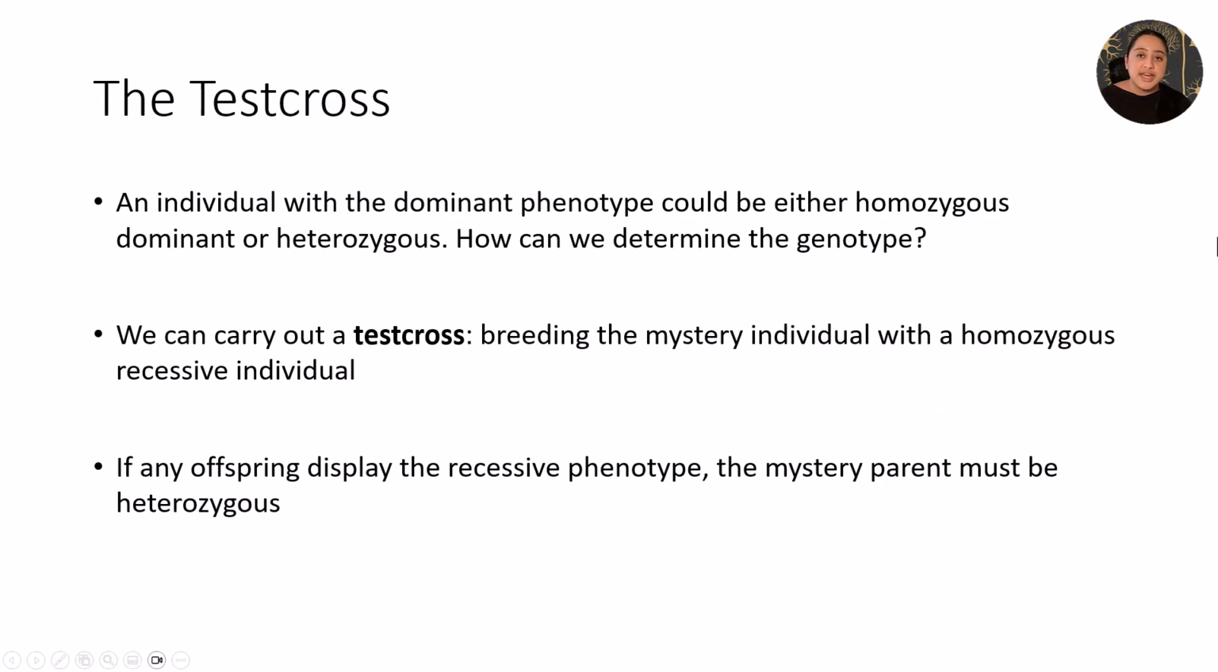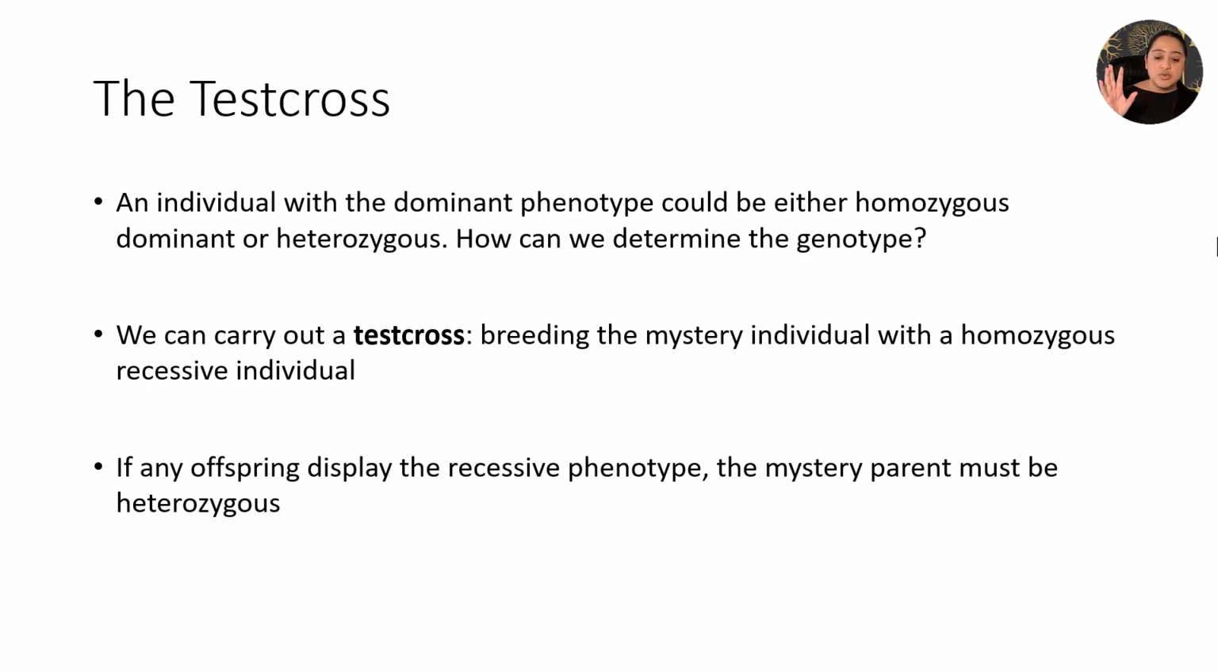So say you're looking at a purple flower and you want to know, is this homozygous dominant or is it heterozygous? Because an individual with the dominant phenotype could be either one, how can we determine the genotype? By doing what's called a test cross. A test cross is where you mate this one purposefully with a homozygous recessive individual, like a white flower.